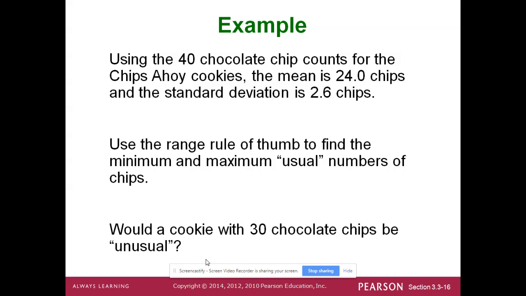Is that outside of the 29? Yeah, that's an unusual cookie. That's 30 chocolate chips. 29, technically not unusual. 30, yes, unusual.